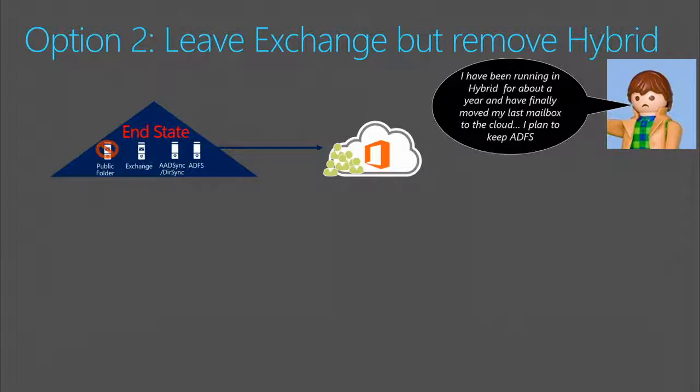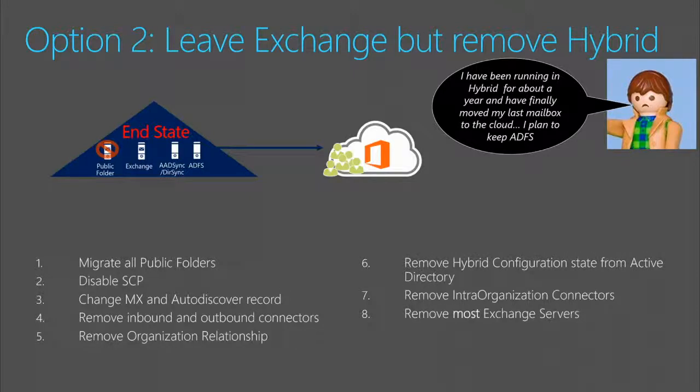All right, and I'm just going to speed through. These go through the steps if you want to leave Exchange but remove hybrid. If you look at the steps that we're actually doing, the only real difference is going to be in the last two steps. This one says, this is where you need an Exchange server for recipient management. This one is basically, I'm going to remove most Exchange servers. So you remove the org relationship, intra-org connectors, and so on.